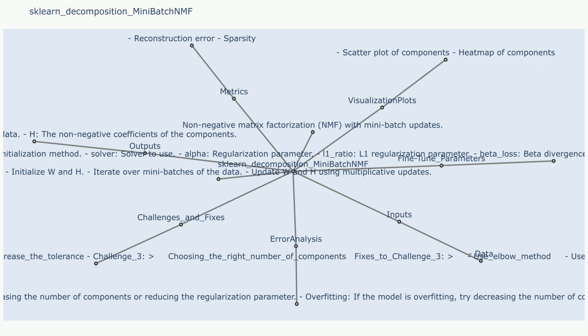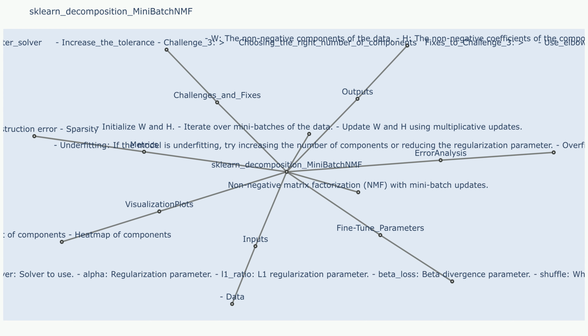Alpha. This parameter controls the sparsity of the components matrix. A higher value of alpha will result in a sparser components matrix. Beta. This parameter controls the smoothness of the components matrix. A higher value of beta will result in a smoother components matrix.